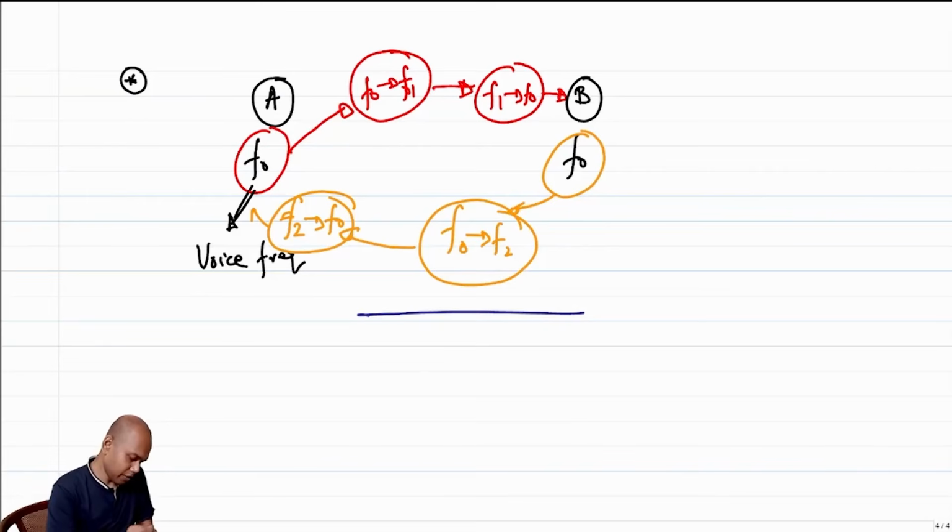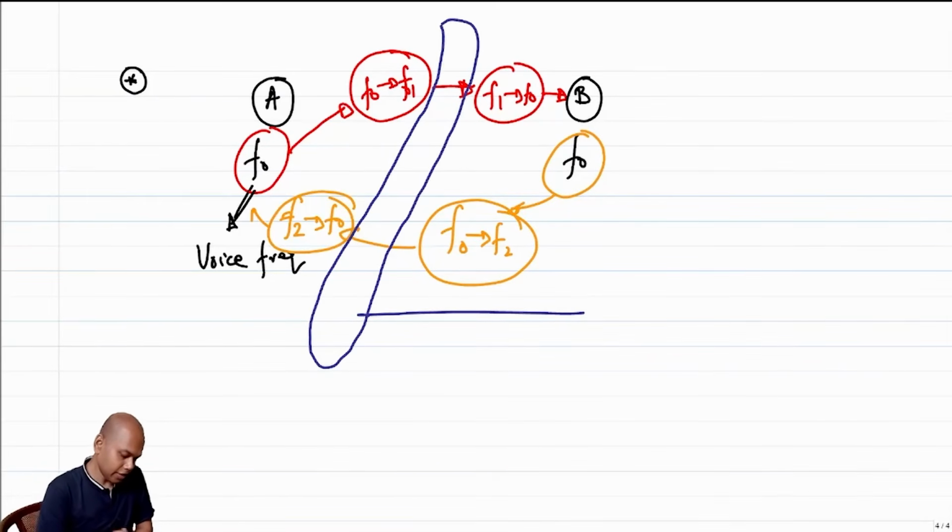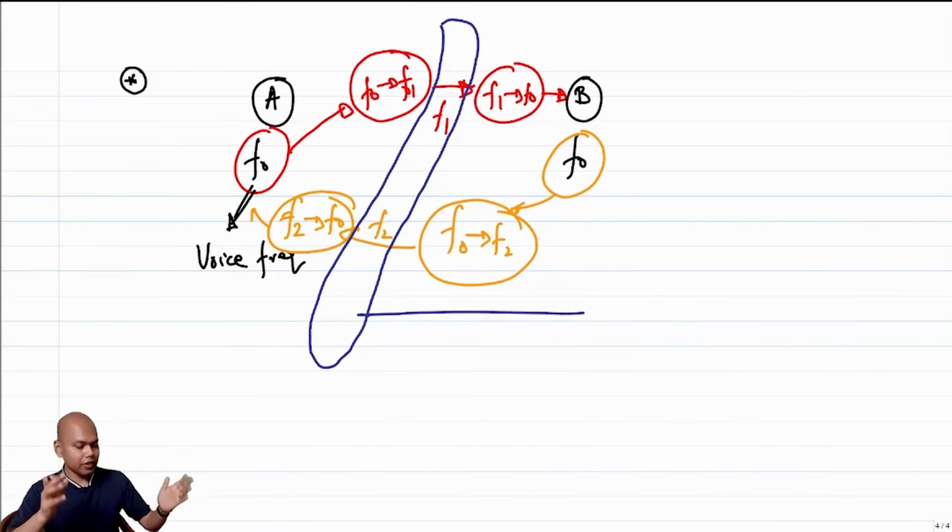Let me not put the wireless media there. Let me put the wireless media here, right? So this is the channel. What is getting transferred through the channel? Here frequency F1 is getting transferred, and here frequency F2 is getting transferred. At the interface, both A and B are receiving different signals, but they can possibly transfer it down to the frequency of interest.